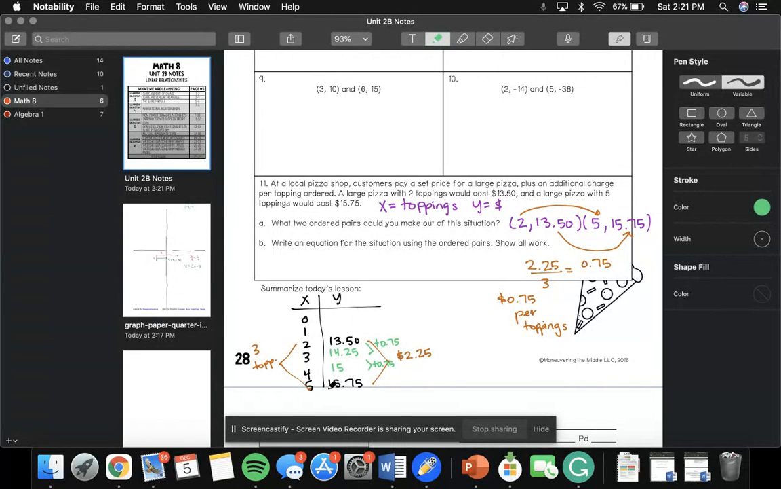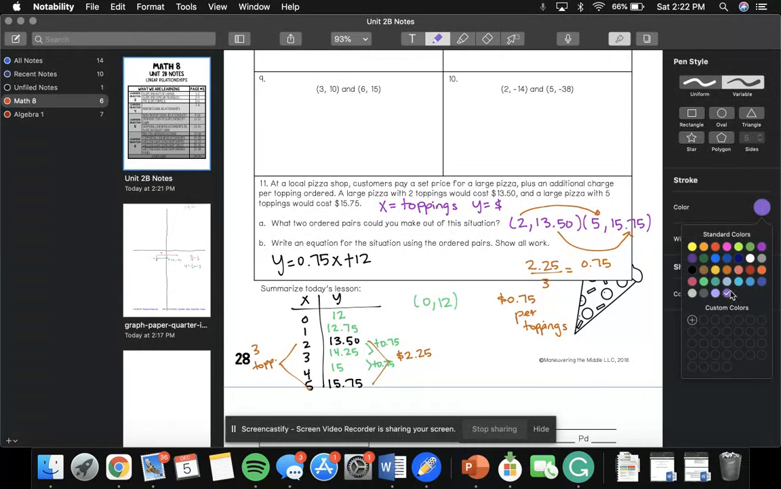Now, I don't want more toppings. I want to know what is the base cost with no toppings. So instead of going up 75 cents from here, I'm going to actually take away 75 cents. So I would be at $12.75 for 1 topping. And then I would go backwards one more time, $12.75 minus 75 cents, which would be $12. So 0 toppings would cost $12. So my equation that I could write would be y equals 75 cents x plus 12.